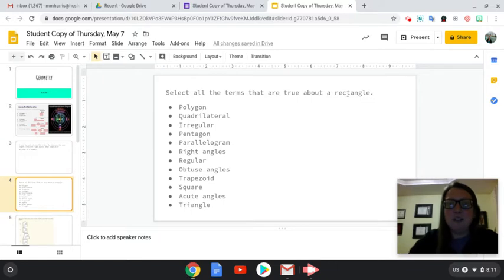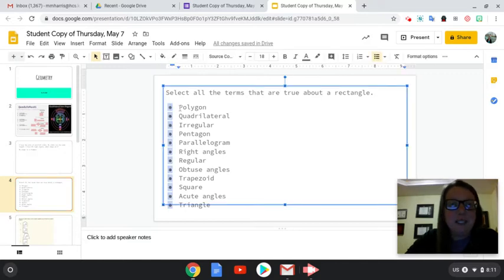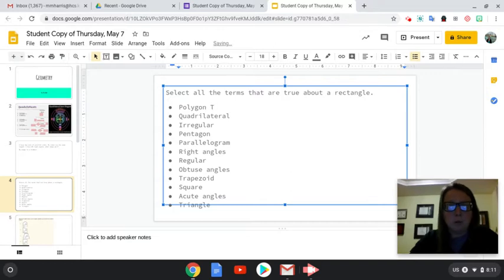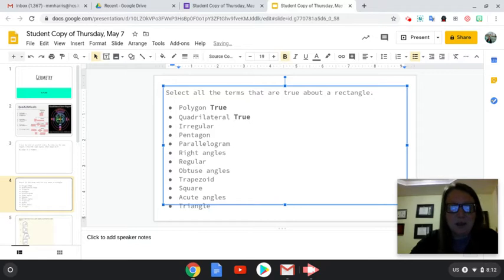All right, now let's look at this. Select all the terms that are true about a rectangle. Is a rectangle a polygon? Yes. So we know that this is true. A rectangle is a quadrilateral. Is that true? Remember, what is a quadrilateral? It only has to be a four-sided figure. Is a rectangle a four-sided figure? Yes, so that is true.